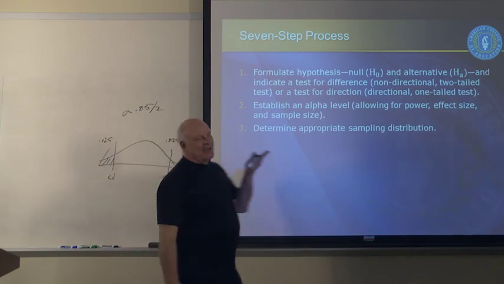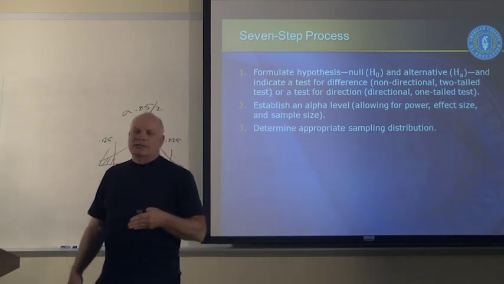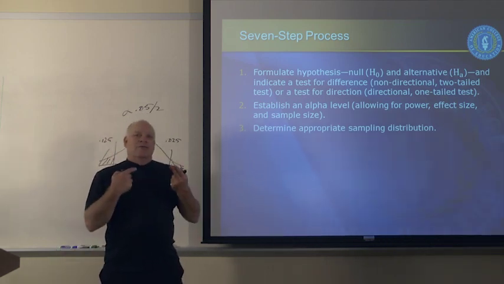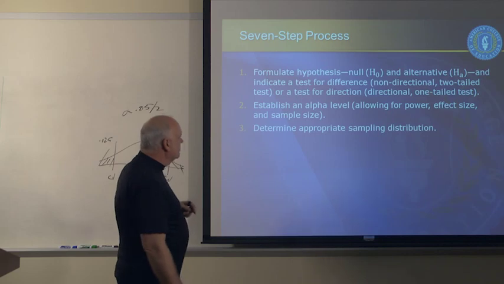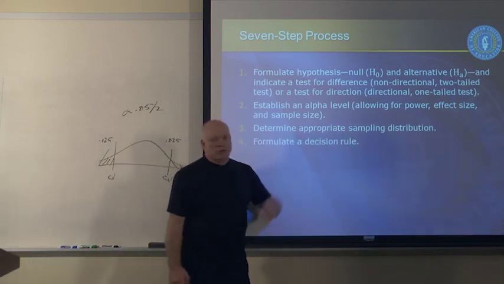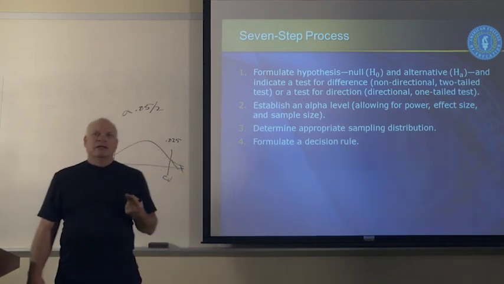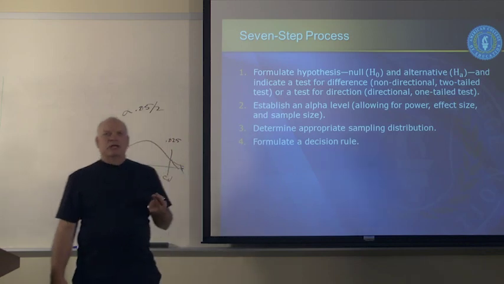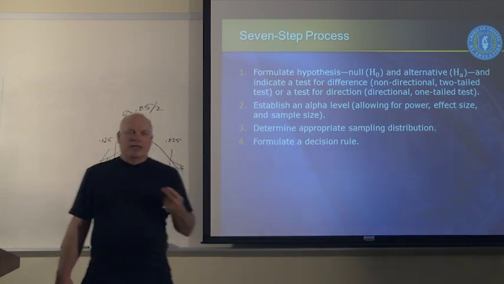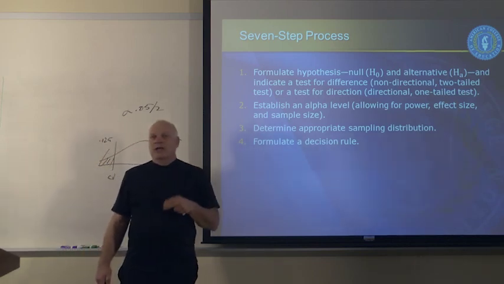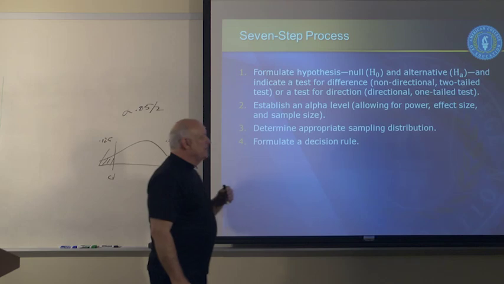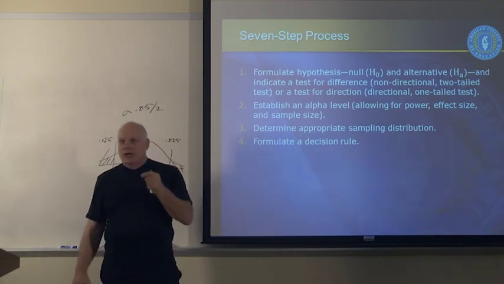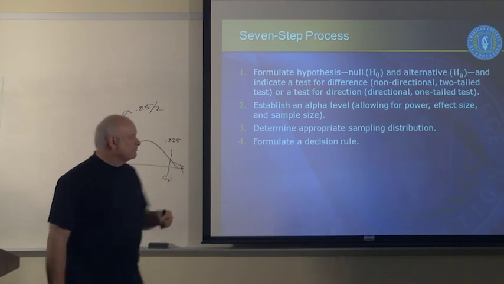3, determine appropriate sampling distribution. That's going to become a little bit more clear as we go along because we have a certain formula that we have to go through to make sure we have the proper sampling distribution on whatever chart that we're going to use. 4, formulate a decision rule. What this is going to do is keep you on track. And it's going to say I'm going to reject the null hypothesis if my observed value falls at or beyond the critical value. So it forces me to keep that part in mind. I will reject the null hypothesis if my observed value falls at or beyond the critical value.